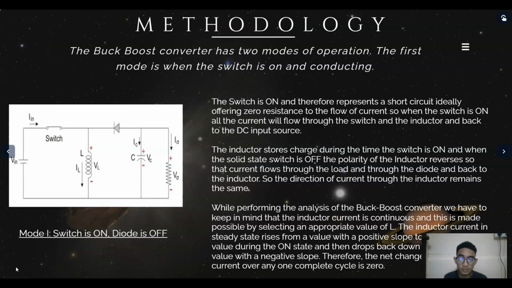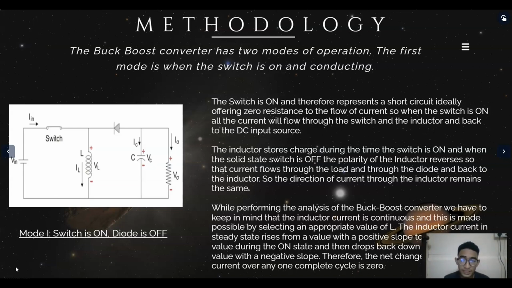Firstly, the first mode, which is the switch is on while the diode is off. When the switch is on, it offers zero resistance to the flow of current. So all the current will flow through the switch and inductor and back to the DC input source. This will lead the inductor to store charge during the time the switch is on, and when the solid state switch is off, the polarity of the inductor reverses so that current flows through the load and through the diode and back to the inductor.